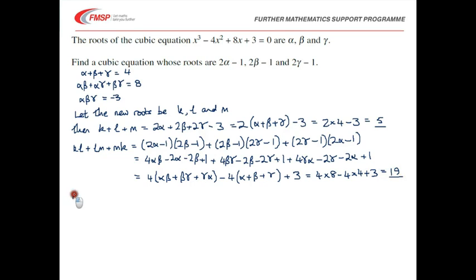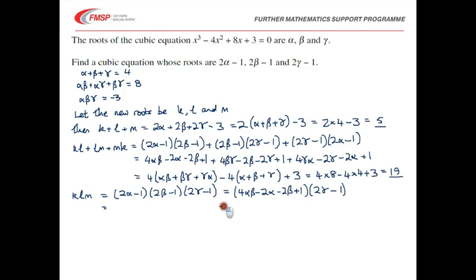Then I'm going to look at the product of my new roots. That's 2 alpha minus 1 times 2 beta minus 1 times 2 gamma minus 1. I'll actually fit that in here so I don't run out of space on the slide. It's better to work down your page when you're not restricted for space. So that's 4 alpha beta minus 2 alpha minus 2 beta plus 1, all multiplied by 2 gamma minus 1.